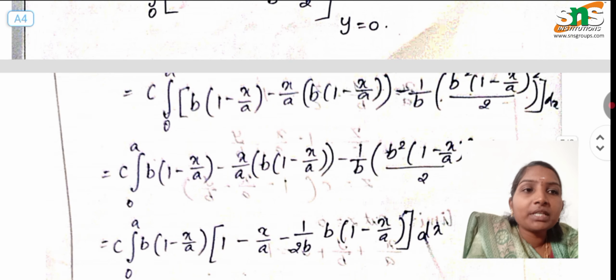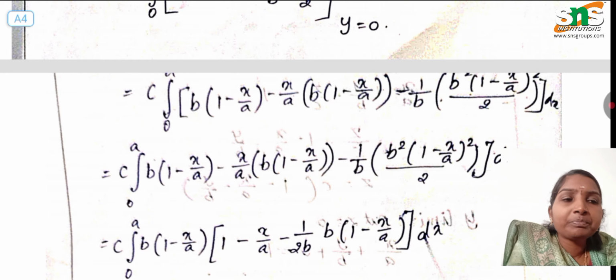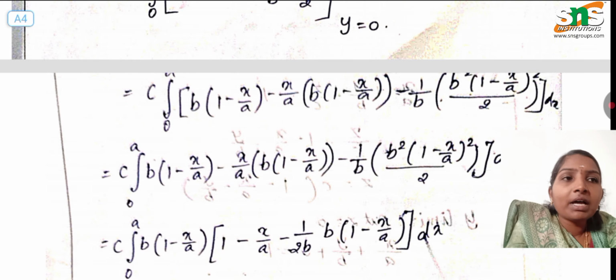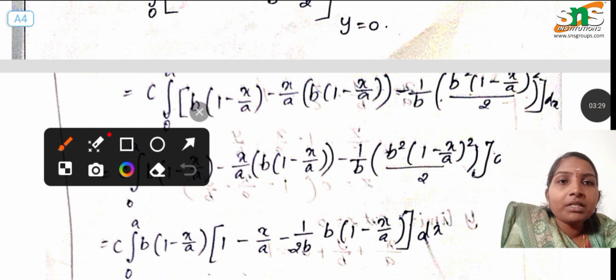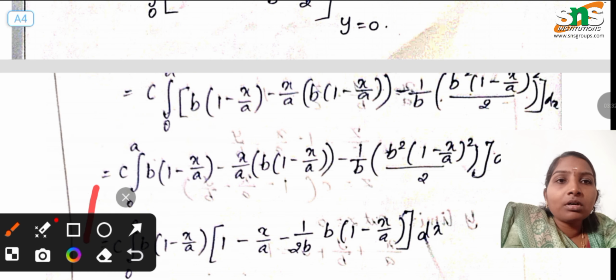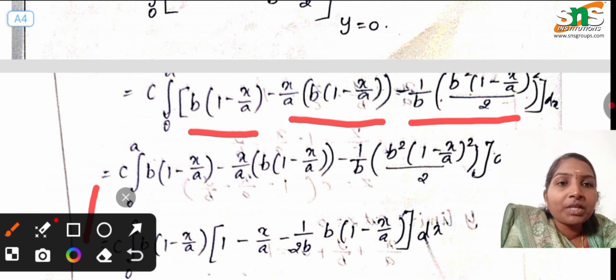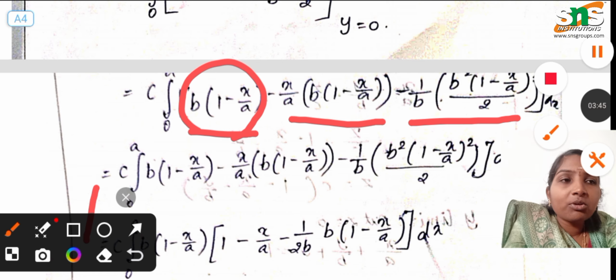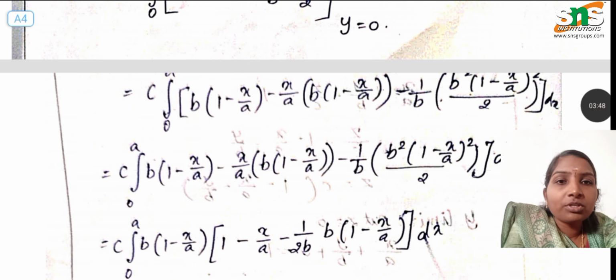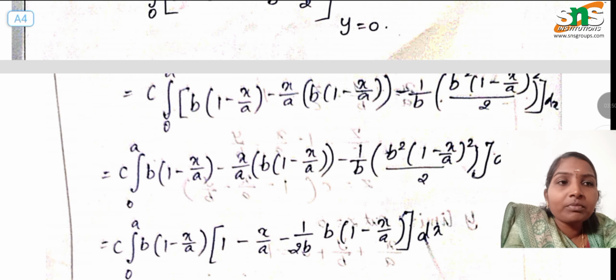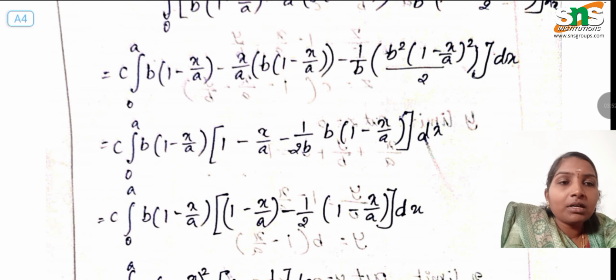On substituting it here, we will have integral 0 to a of b into 1 minus x by a, minus x by a into b into 1 minus x by a, minus 1 by b into b squared into 1 minus x by a the whole squared divided by 2. In each of the terms, we have b into 1 minus x by a common. So we are going to take it out as a common term, and we will rewrite the other remaining terms.